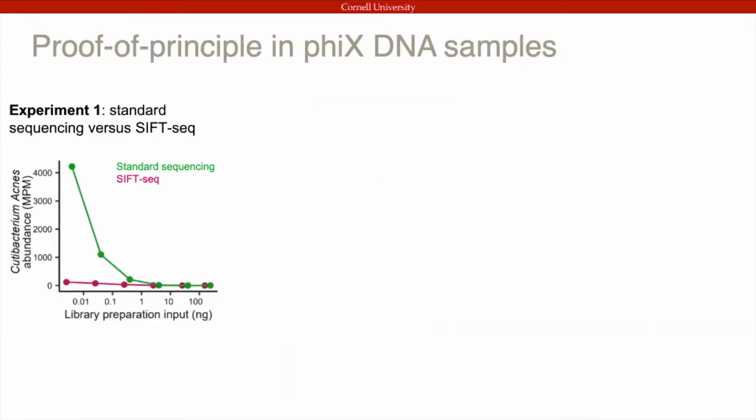We first did 2 proof of principle experiments using cDNA, which was sheared and at different concentrations. In this first experiment, we performed standard sequencing as well as cfSeq. And then we quantified the abundance of Cutibacterium acnes, which is a common skin contaminant. We find that for standard sequencing in green, as we expected, as the input biomass decreases, the abundance of Cutibacterium acnes that we detect increases. However, for cfSeq, we are not seeing such a correlation.